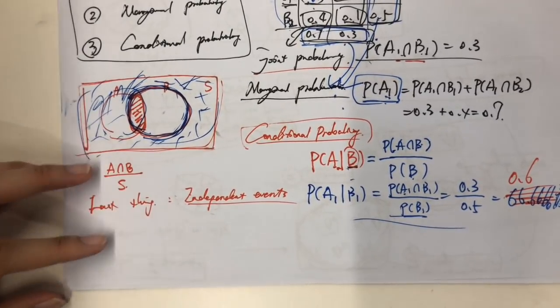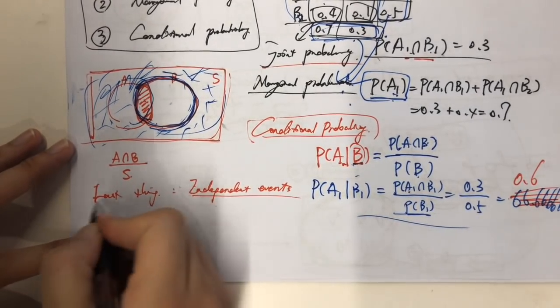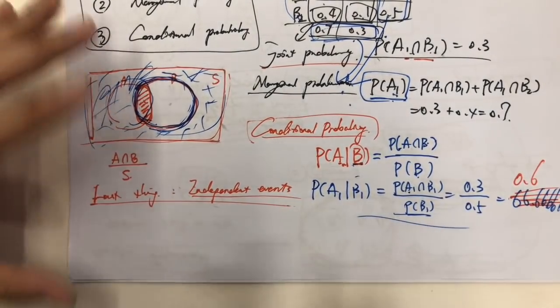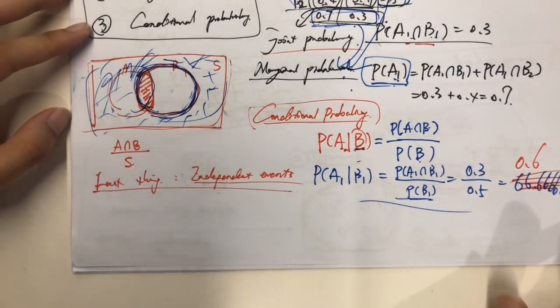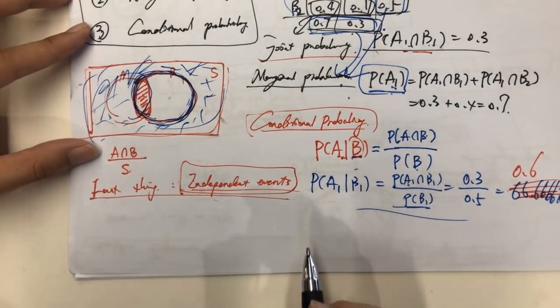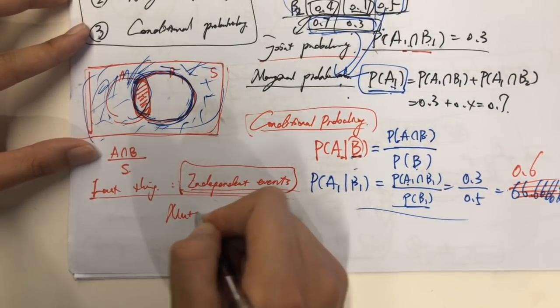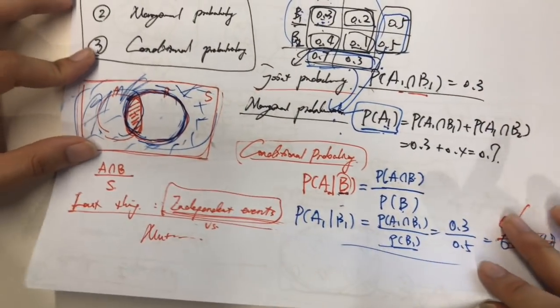Yes, it's 0.6. Okay, the very last thing we're going to talk about is how we decide if two events are independent. Before that, many of you are confused about mutually exclusive events and independent events. So I'd like to briefly let you know the differences between mutually exclusive and independent events.